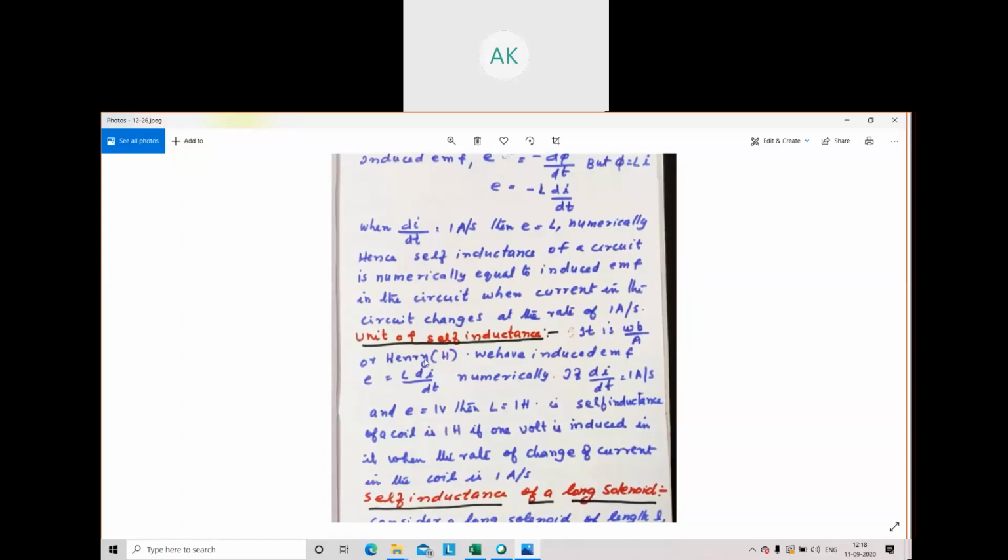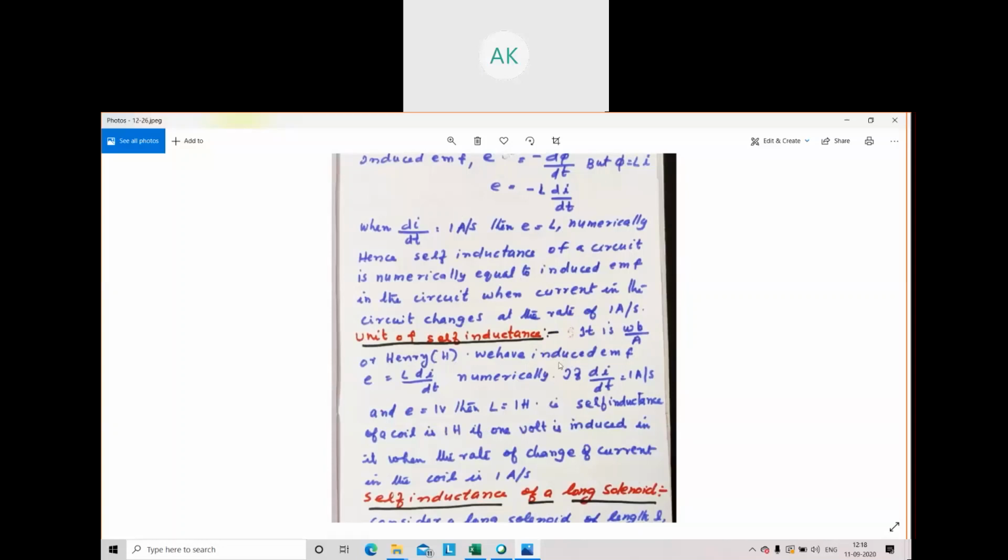Next, unit of self-inductance, Weber per ampere. The unit of self-inductance is phi by I, Weber per ampere, or it is also named after the scientist who invented that, that is Henry, capital letter H. It is the unit of self-inductance, Henry, or you can use Weber per ampere. This is also the SI system.